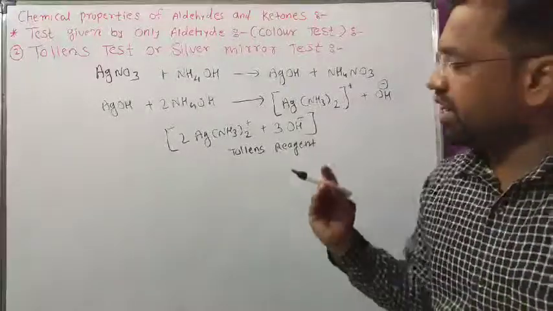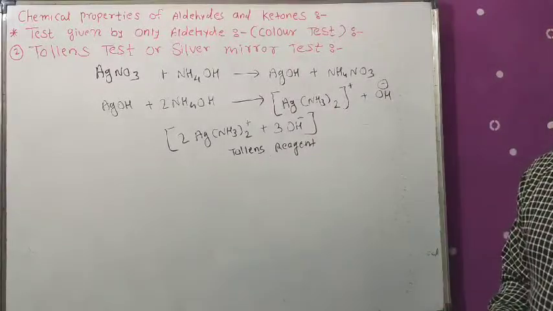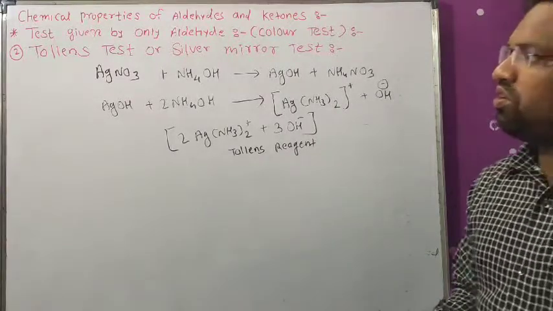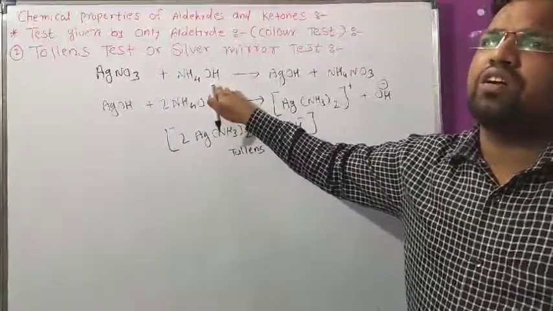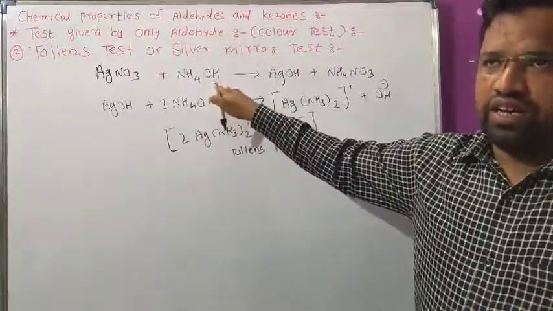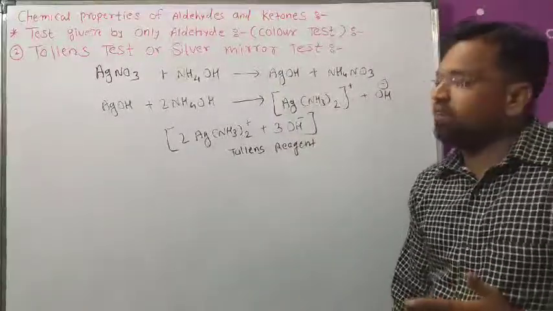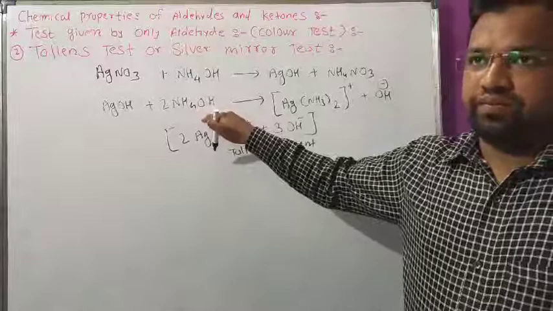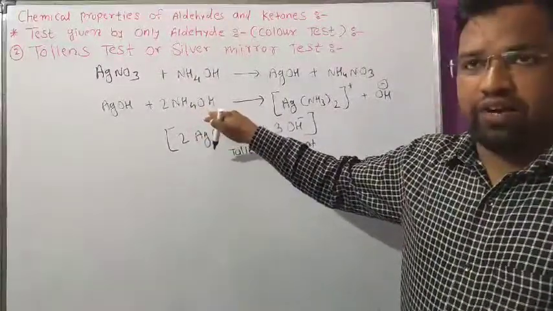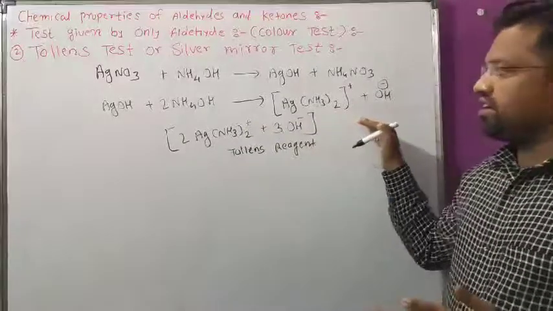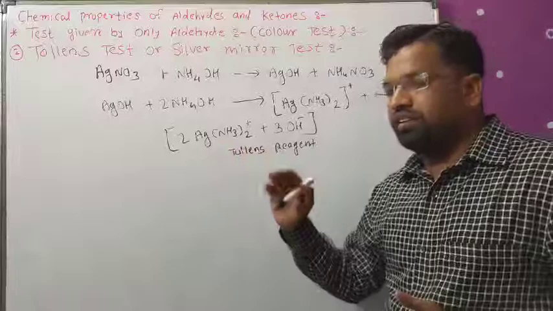Ammoniacal silver nitrate. Okay, now see here, in this reaction, firstly we see the preparation of Tollens reagent: when silver nitrate reacts with ammonium hydroxide or sodium hydroxide, it firstly gives the brown precipitate, and this brown precipitate when reacted with an aqueous solution of sodium hydroxide gives our target compound, that is the Tollens reagent, and the Tollens reagent is represented by this formula.